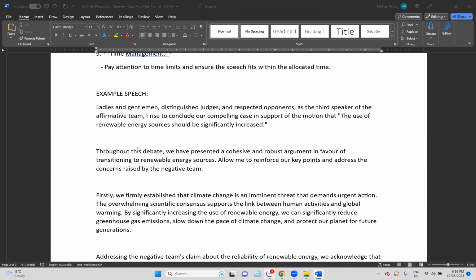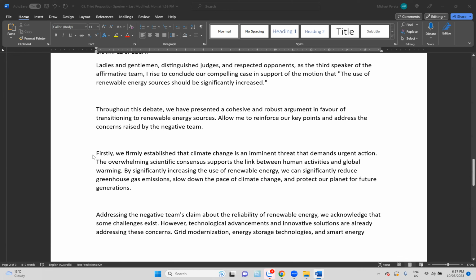So we're pointing out now that all three members have worked together as a team. We've built on each other's arguments to make our case as strong as possible, and that we've provided a lot of information. Allow me to reinforce our key points and address the concerns raised by the negative team. So one final chance to reinforce the case, make it stronger, and address any concerns raised by the negative team.